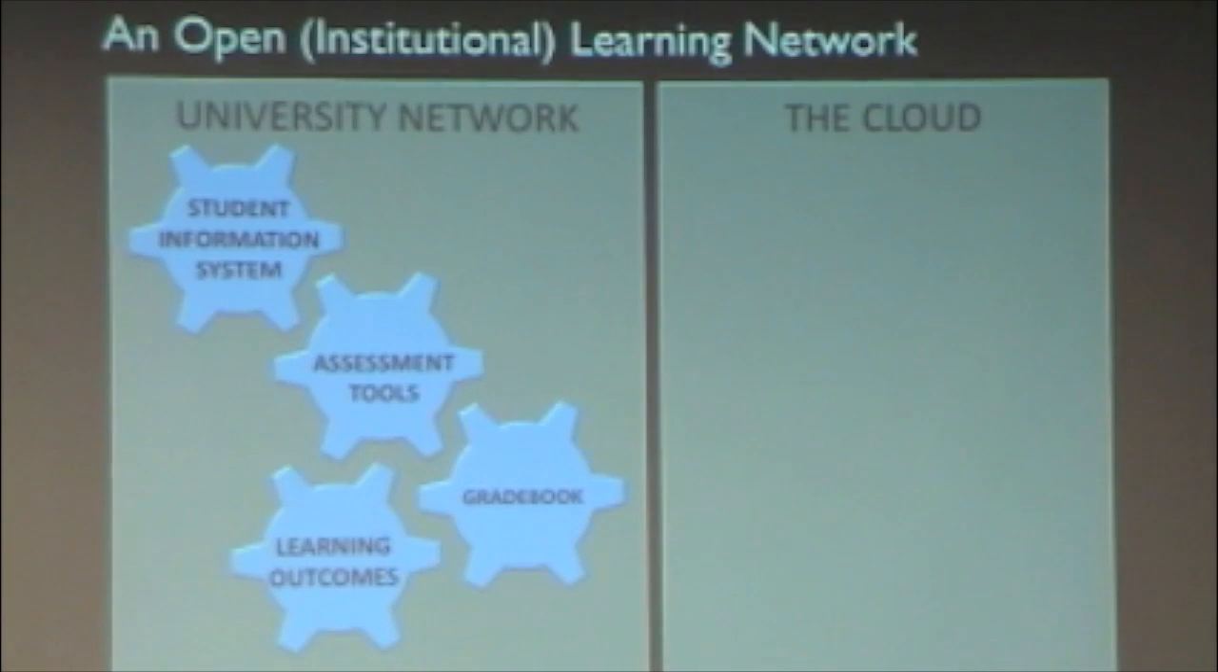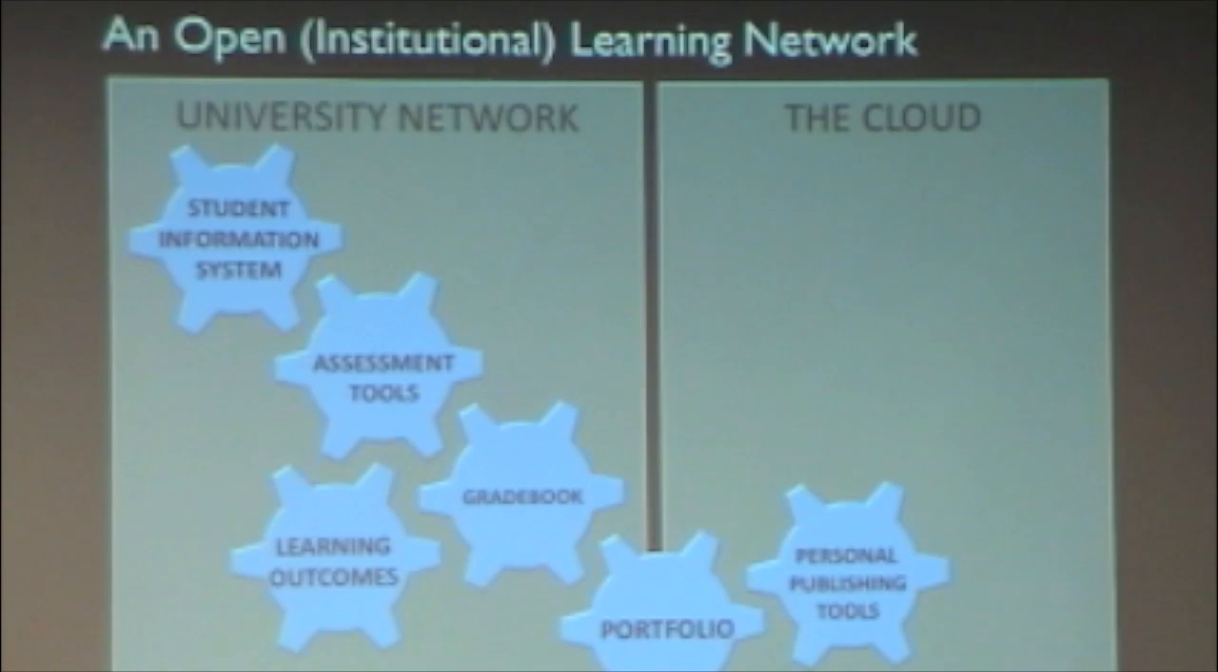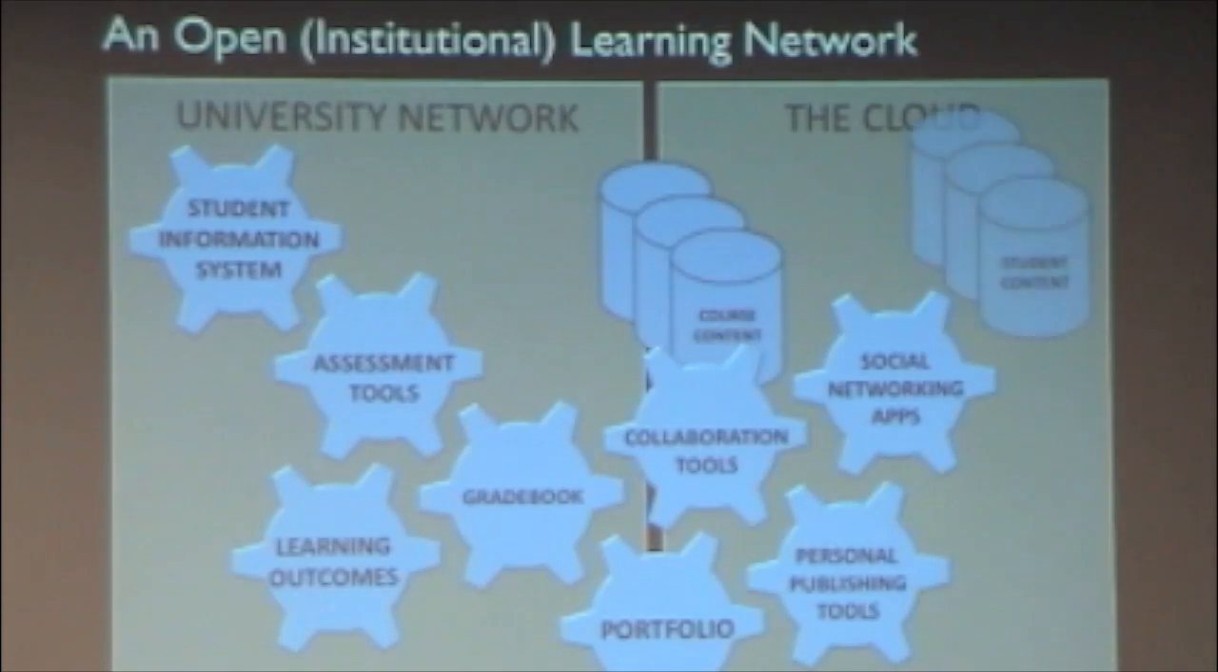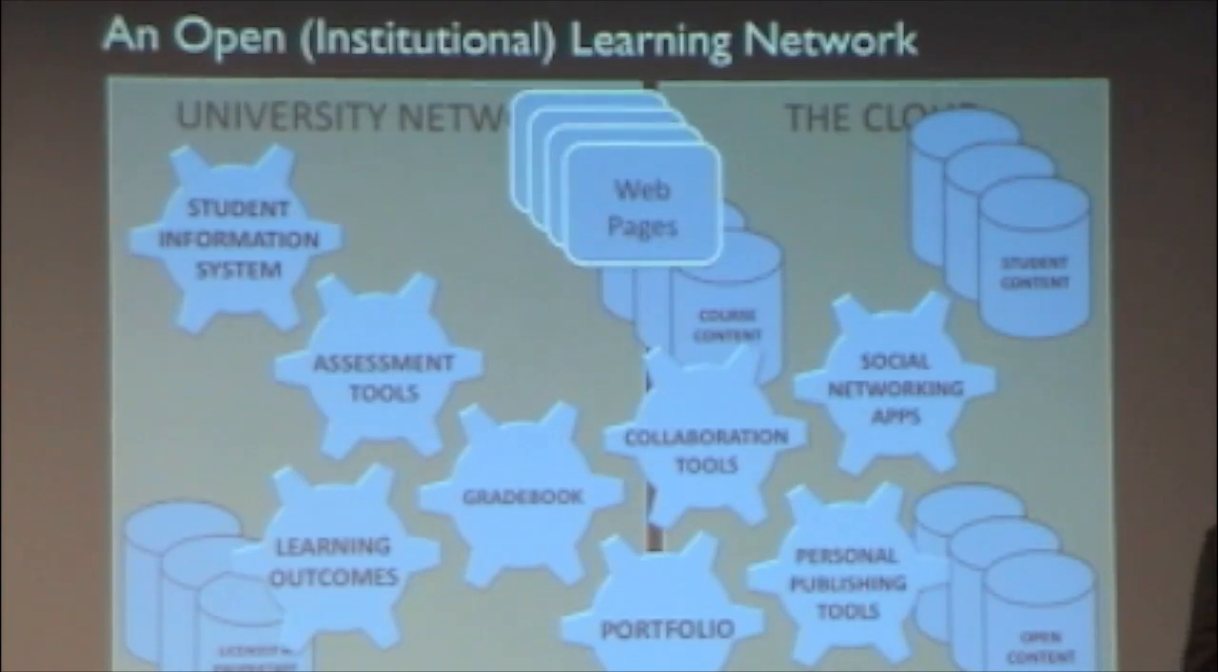But there are lots of things that can happen in the cloud that don't need quite that level of security. We can have personal publishing tools, portfolios for students. As I'll show you in a minute, maybe that bridges the gap a little bit. Social networking apps, collaboration tools, and then content can exist all over the place. And then what we just need is a way to aggregate that and publish it for students and teachers in spaces where they can collaborate around it.